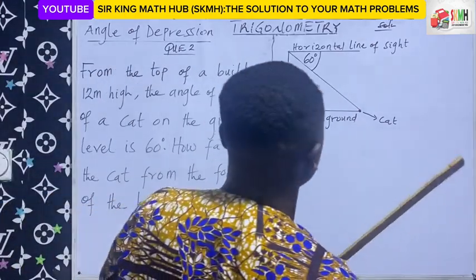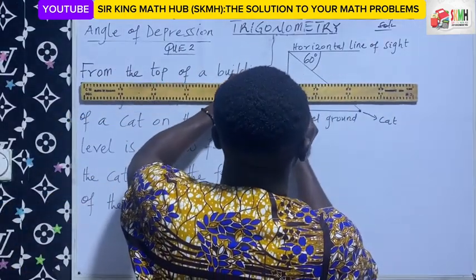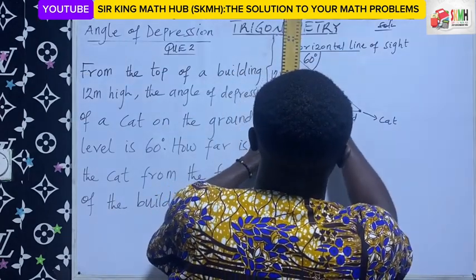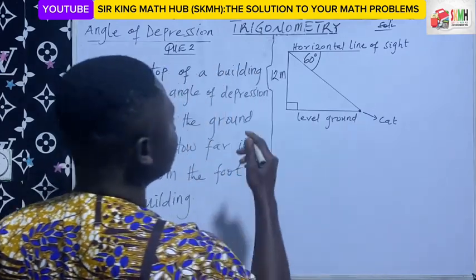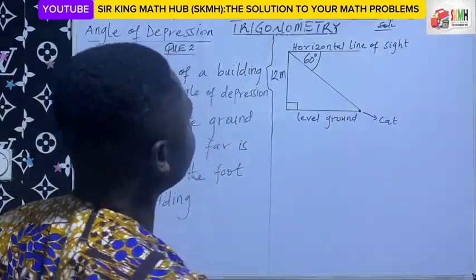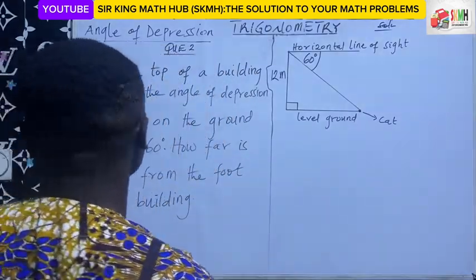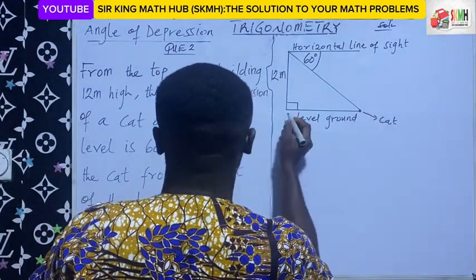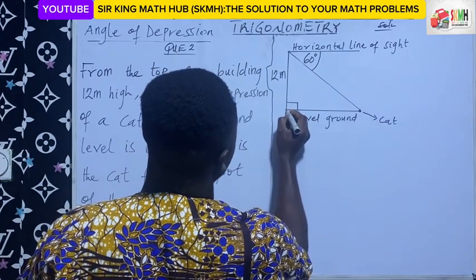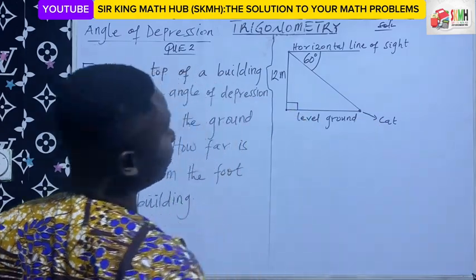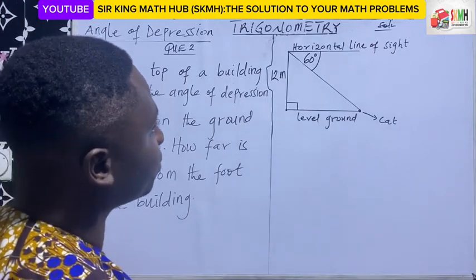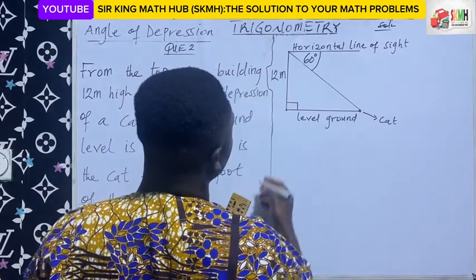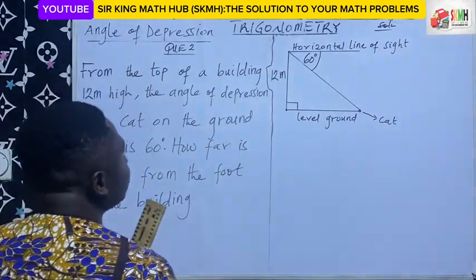And don't forget that the building will meet the level ground at an angle of 90 degrees. So with this, we have to calculate how far this cut is from the foot of the building. So that is what we are calculating for. Before we do that, we can label our right angle triangle.